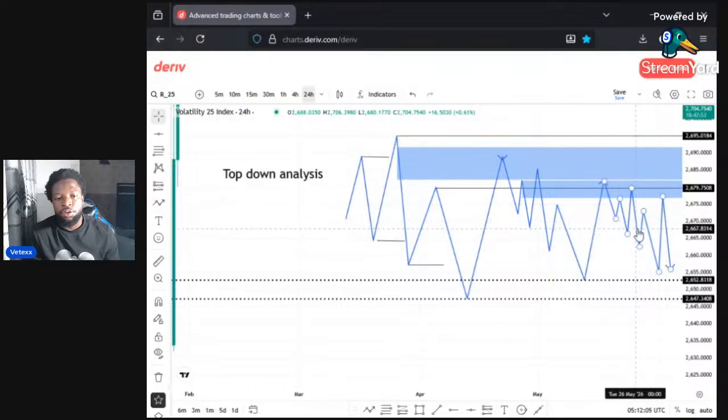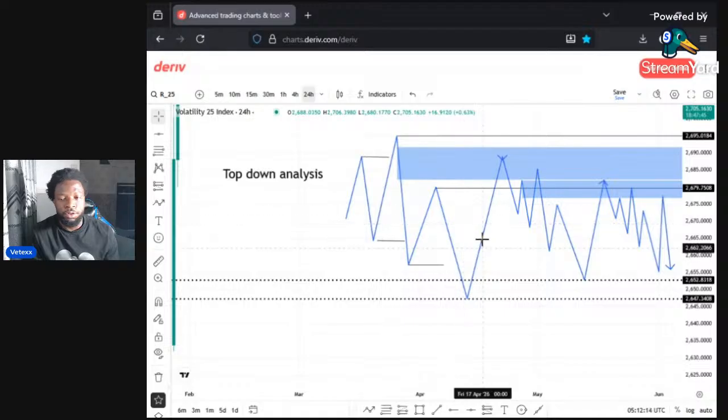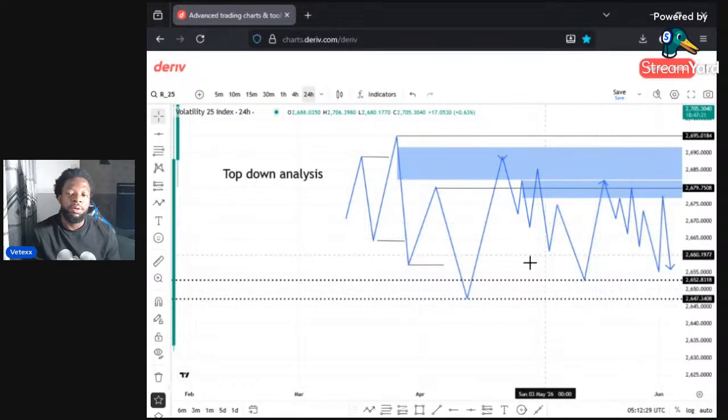So this is how top down analysis works. You look out for price from the higher time frame, then you scale to the lower time frame for your continuation. Regardless of the trading strategy you use, if you apply this top-down analysis method, you are going to see some changes in your trading. This is basically what we do every day.